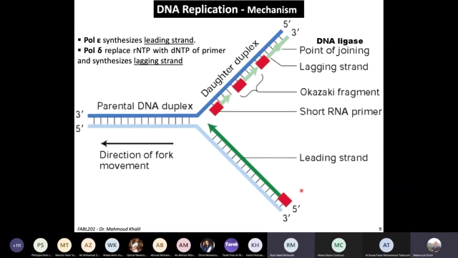No, you can't say 4 or 3 or something. It depends on the length of the DNA. Okay, thank you.